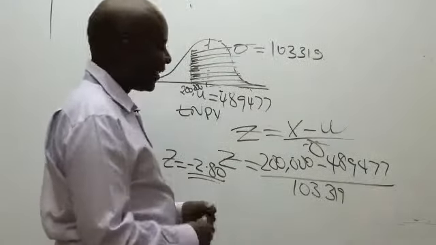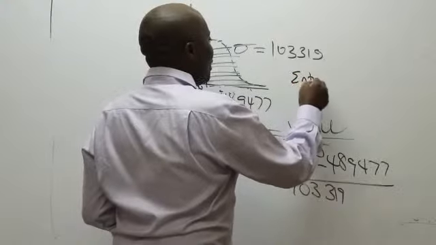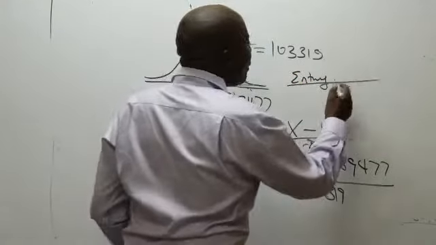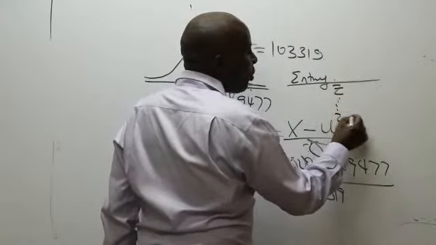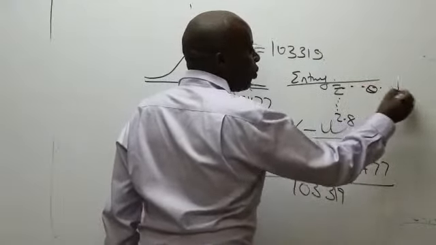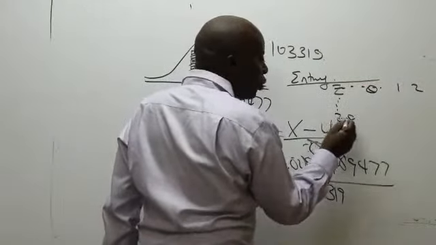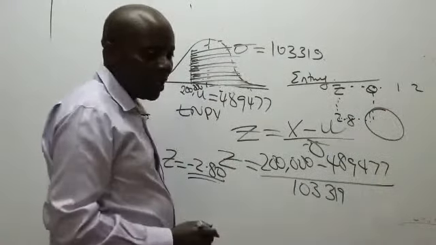Go and check out your normal table. So we have here the entry. When you go to your normal table, you will see where Z is written. Go down to where it is written 2.8, there are no negatives, remember. And here there are zeros, it starts 0, 1, 2 like that. So you go to this 2.8 and this intersection, you read the figure that is right at the middle there.